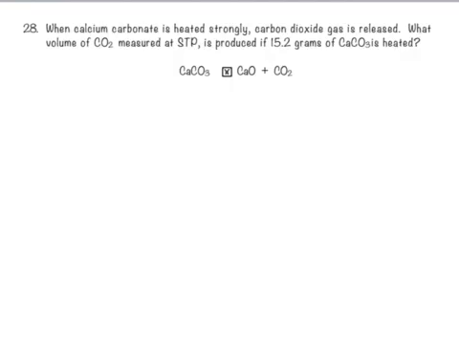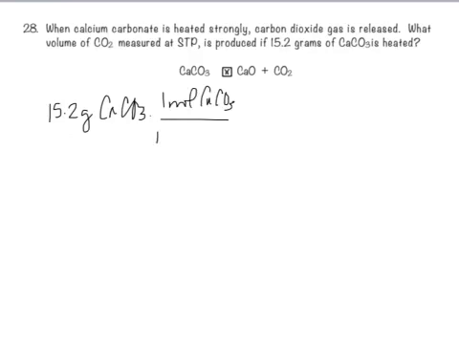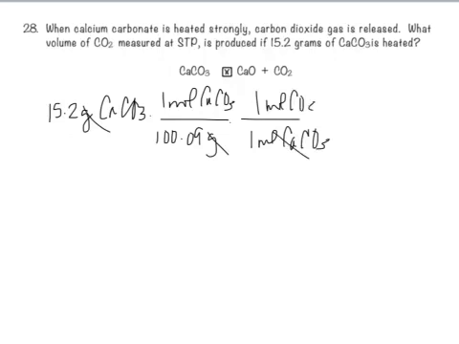Okay, this is very similar to one of the earlier problems. Started with what we know. We have 15.2 grams of calcium carbonate. We have to figure out how many moles that is. Well, we recall that 1 mole of calcium carbonate has a mass of 100.09 grams from the periodic table. Grams cancel. And now I know that for every 1 mole of calcium carbonate, there is 1 mole of carbon dioxide. And so this tells me that there is 0.152 moles of carbon dioxide present.